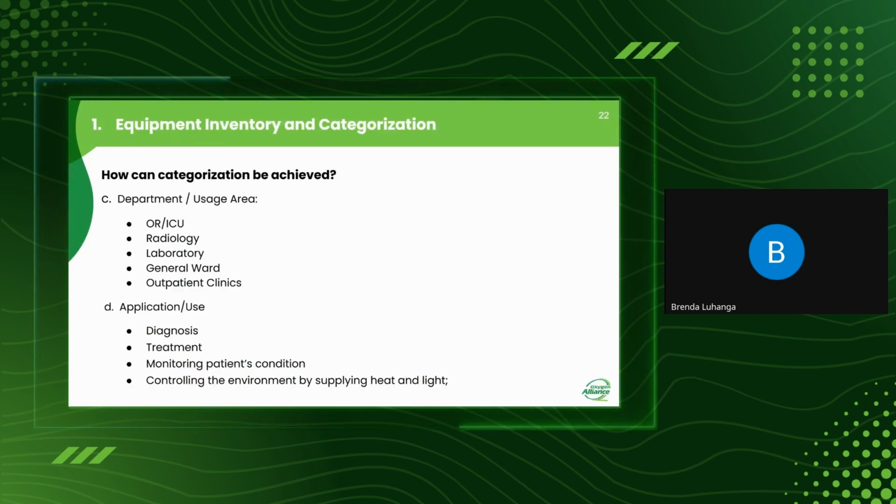You can also group them by department. For instance, you can have certain identifiers for medical equipment that are found in the ICU or radiology or laboratory or in the general wards or at patient clinics. And lastly, you can group these medical equipment according to their use or application. For instance, you can include those diagnostic medical equipment on one inventory tab, those that are used for treatment on another, for monitoring patients, and also for those that are for controlling the environment, like light.